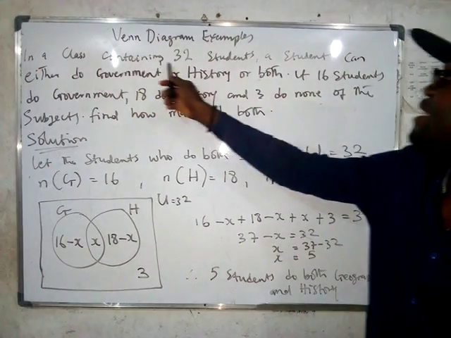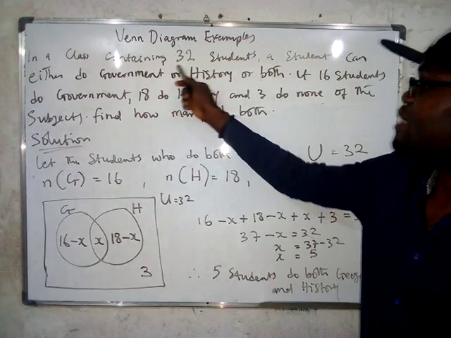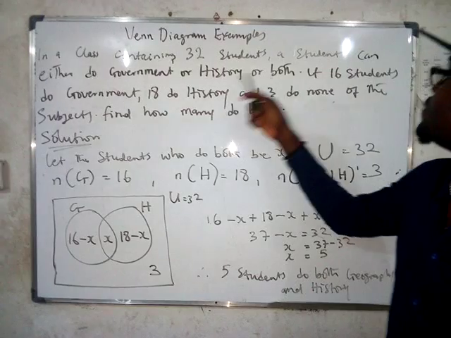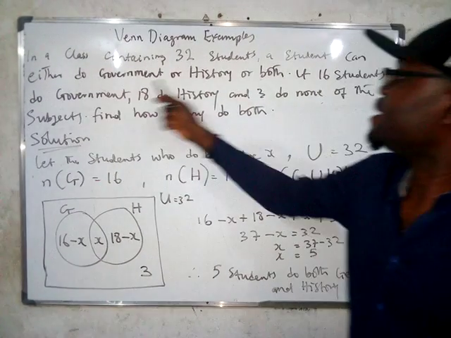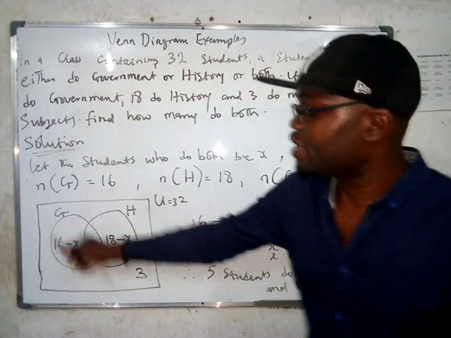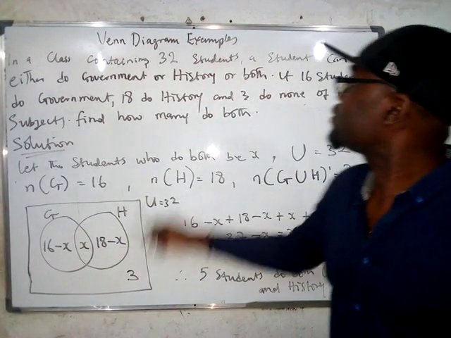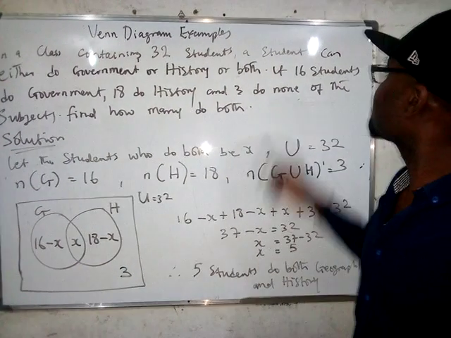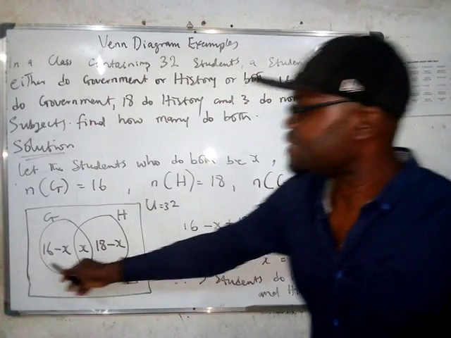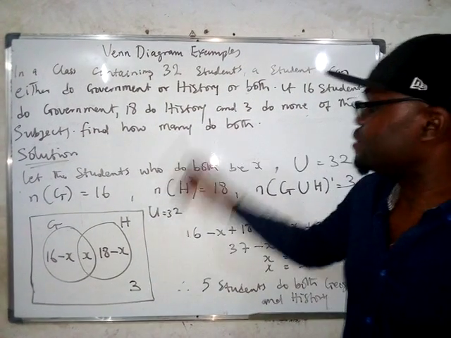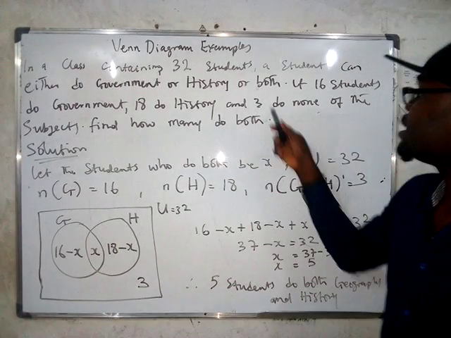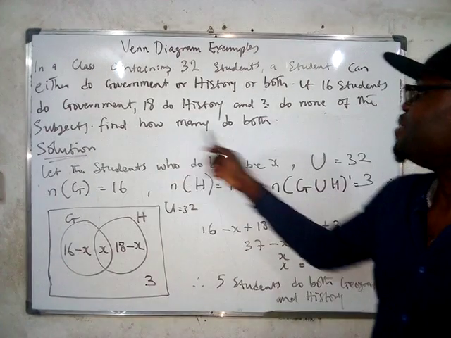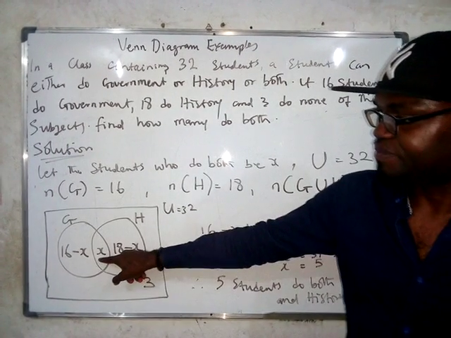In a class containing 32 students, what does this mean? The universal set is 32. A student can either do government or history, or both. That's the intersection between the two, isn't it? If 16 students do government, 18 students do history, 3 do not do any of them, none of the subjects. Find how many students do both. So what are we looking for?